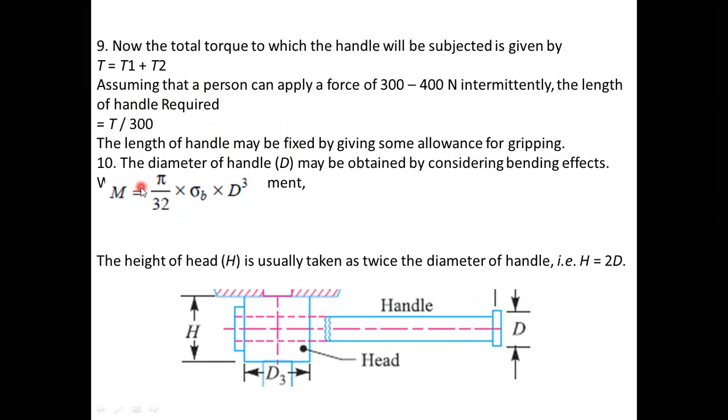Step 10 is the diameter of the handle D. It may be obtained by considering bending effects. M is equal to pi by 32 into sigma b into capital D cube. By using this formula, we can find the value of capital D. Hence, the height can be taken as h equal to 2d by using an empirical relation.